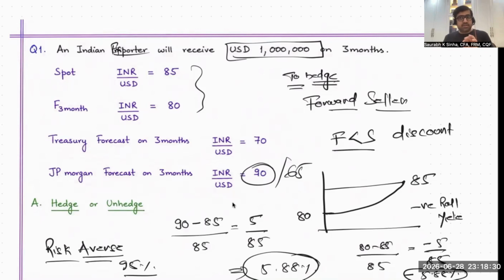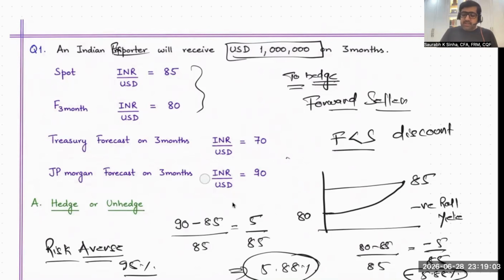So risk averse investors generally hedge. They do not think about hedging cost. But it also depends upon the conviction of a risk averse person. If the conviction of the risk averse person is that yes, USD is going to appreciate and it is going to be 90, and I'm 100% sure about it, then only they will keep this position as unhedged. Okay. So this was important.